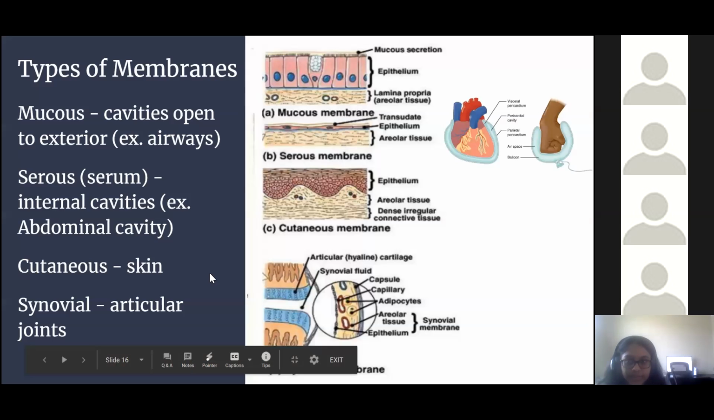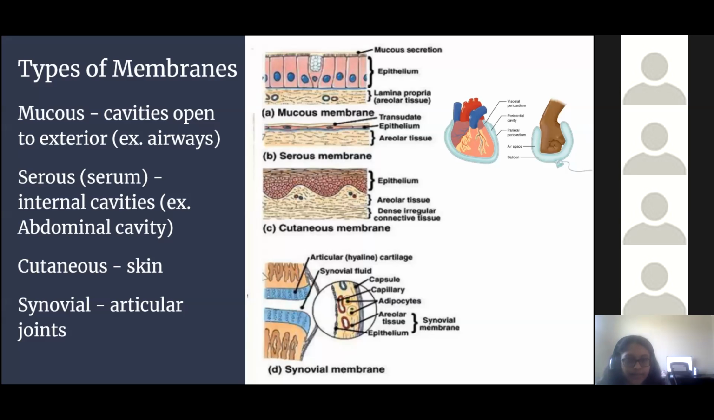So lastly, we have different types of membranes. For mucous membrane, think about your nose. These are just openings that air can pass through. Your nose has mucus inside of it, and that's just to have some sort of lubrication when the air passes through. You'll also find this in your esophagus.